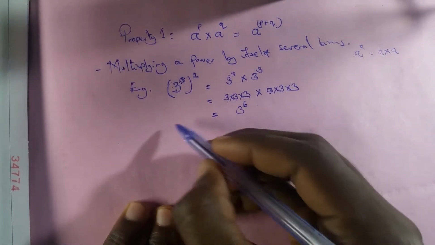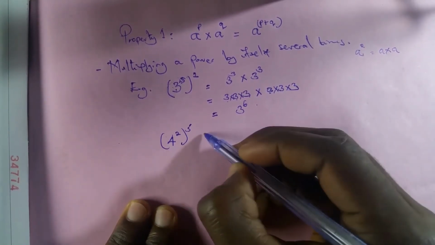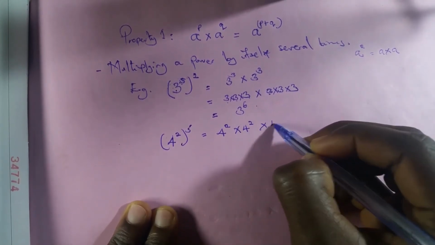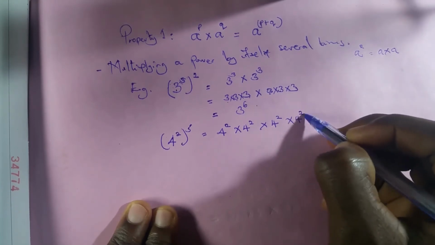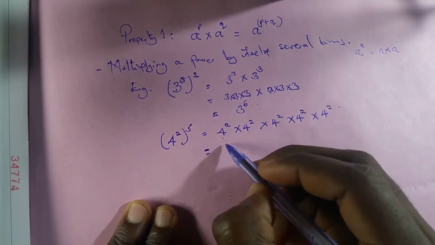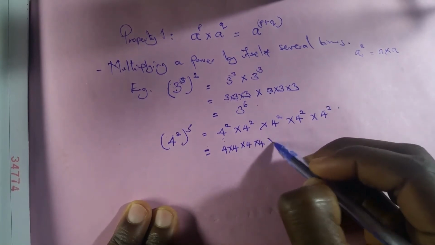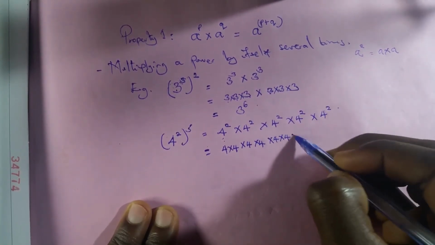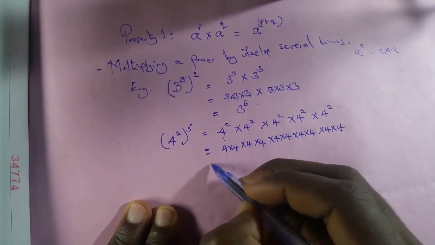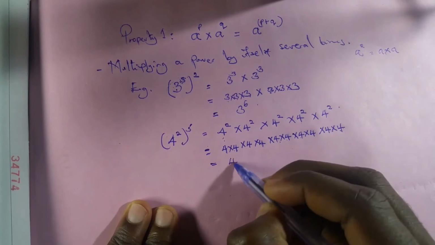Another example we can look at: 4 to the power 2, then raised to the power 5. That means 4 to the power 2 is multiplying itself how many times? 5 times. The first one, the second, the third, the fourth, then the fifth. That means we have 4 multiplying itself twice for each one. Then you count the total: 1 2 3 4 5 6 7 8 9 10. So you have 4 to the power 10.